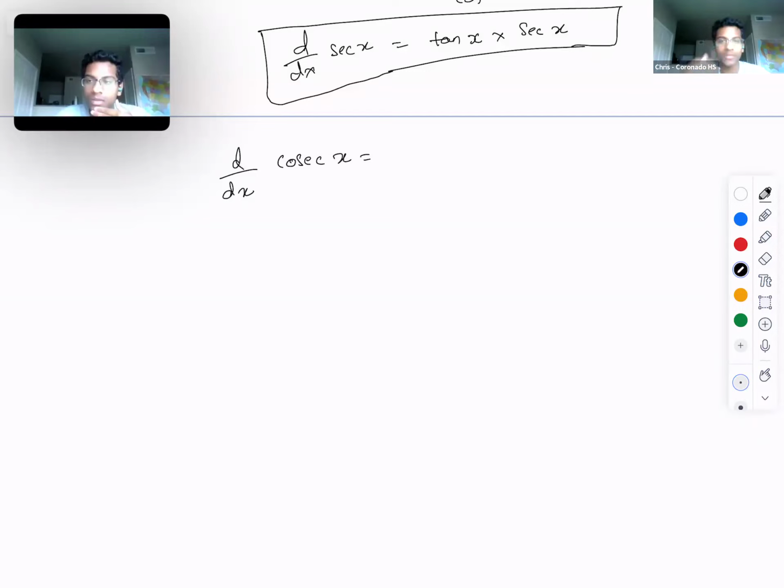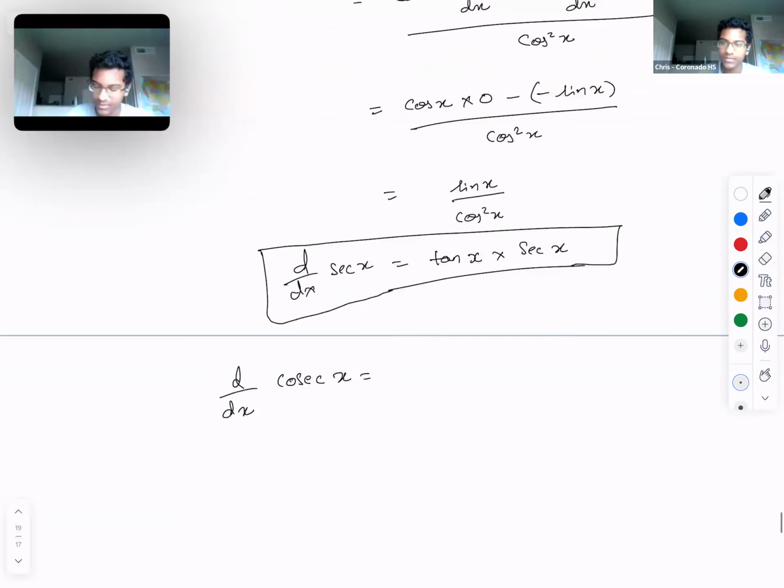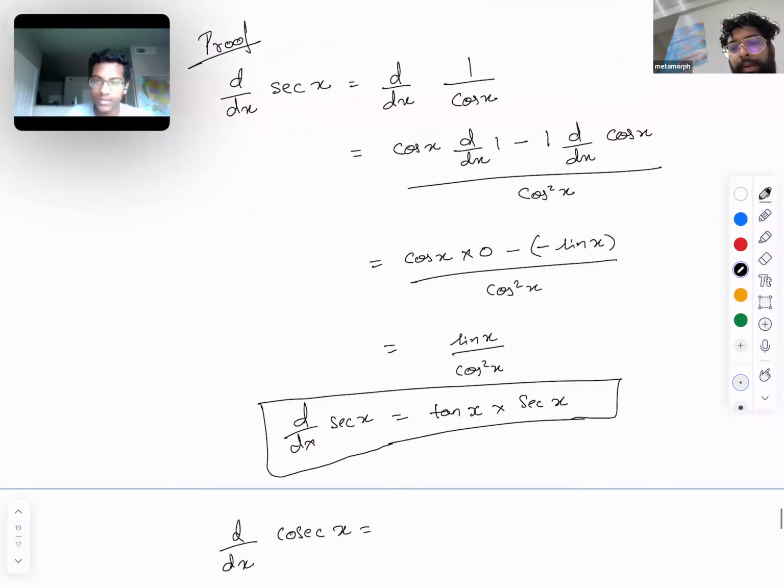I'm just writing the previous formula down. You want to see the previous one? Yeah, I'm still writing those.